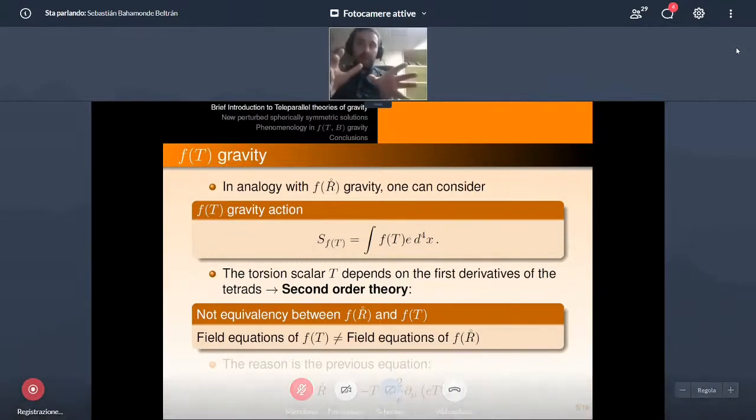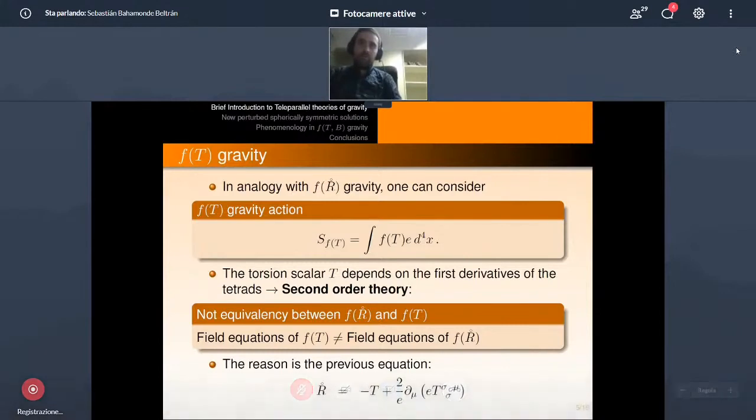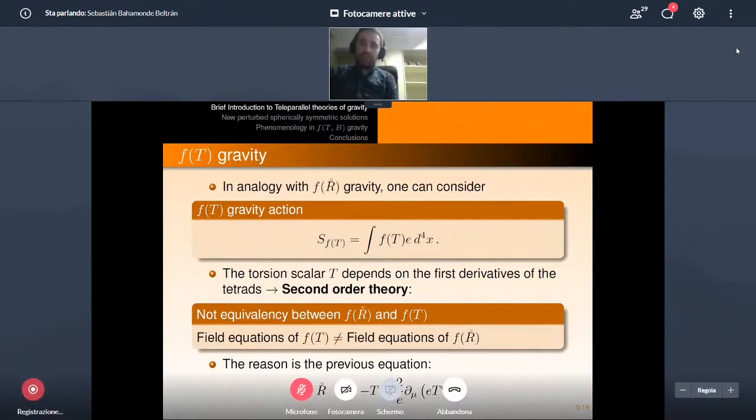But we know that when we have this action and instead of T we put F(T), the equivalence between F(R) and F(T) no longer holds, because now we are considering a function of this scalar and not just a linear combination. This means that now this boundary term actually affects the theory and the field equations. You don't get the nice result that you have the same theory as GR. So you can have different results as a modification of GR.